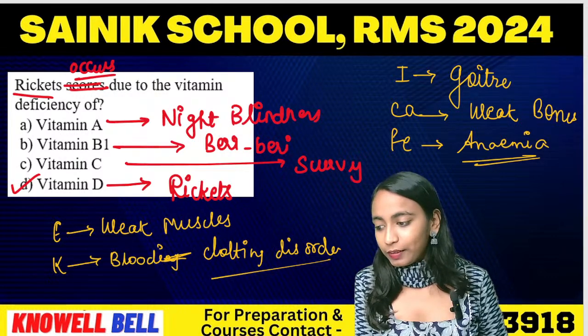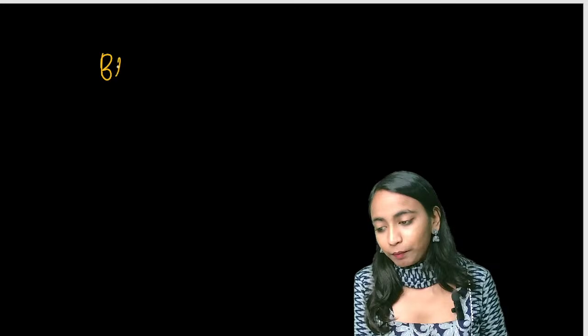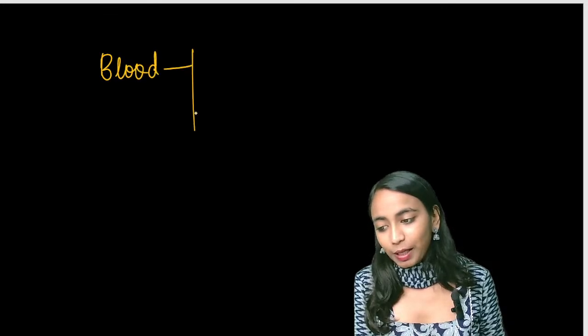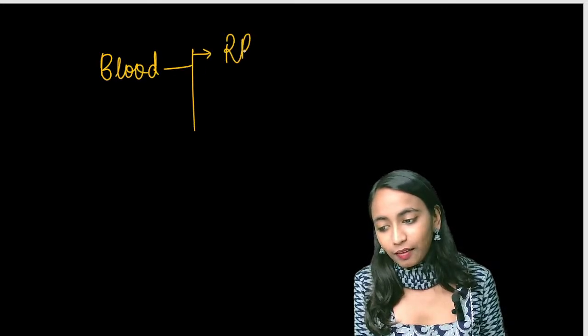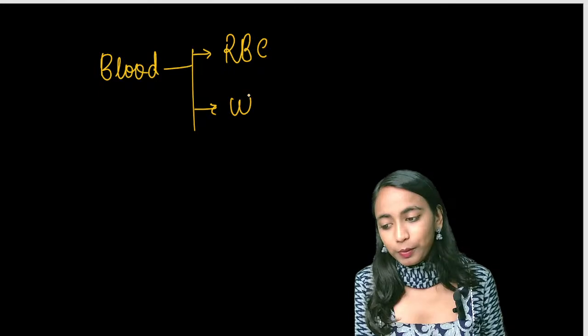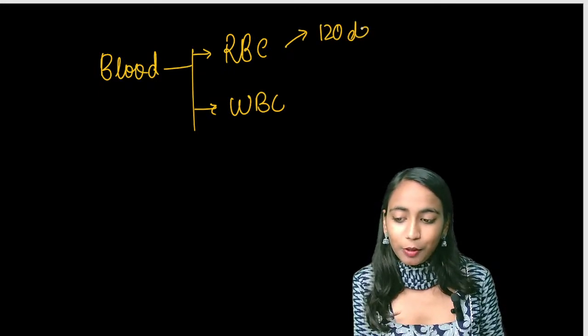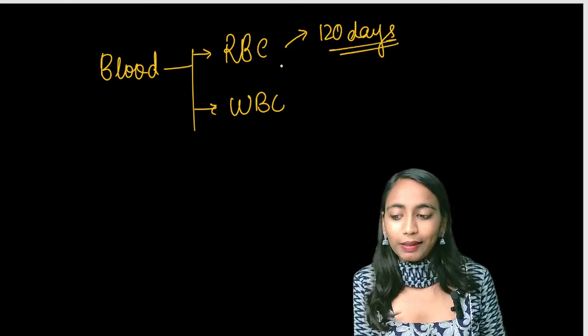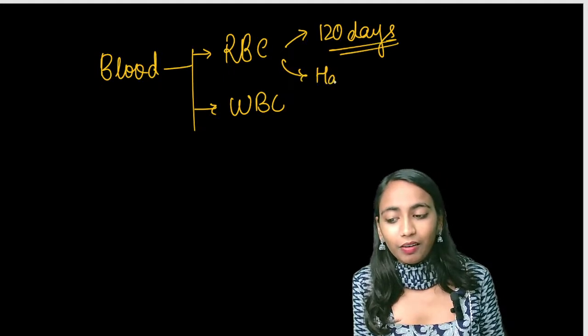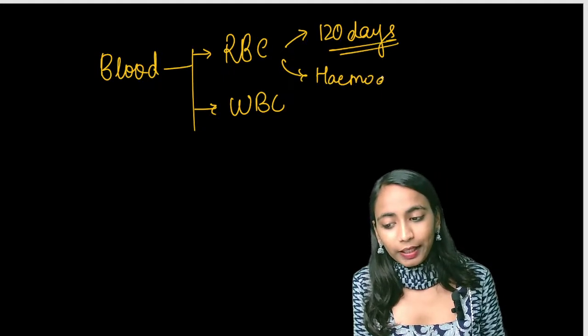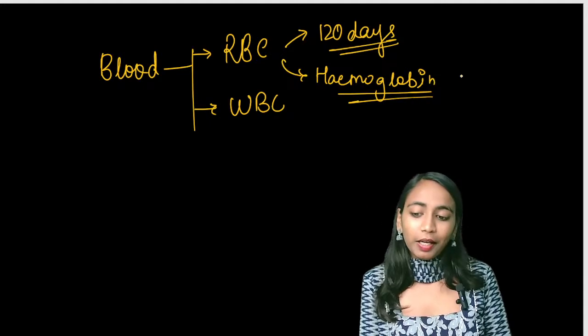So quickly we will take a look. Blood. ओके, ब्लड में आपको सेल्स भी यहाँ पे याद रखने हैं. आरबीसी द रेड ब्लड सेल्स, डब्ल्यूबीसी द वाइट ब्लड सेल्स. आरबीसी का लाइफ स्पेन कितना होता है? द लाइफ स्पेन ऑफ आरबीसी इज 120 days. आरबीसी आर रेड इन कलर ड्यू टू द प्रेजेंस ऑफ हीमोग्लोबिन. किसके प्रेजेंस से आरबीसी रेड होते हैं कलर में? ड्यू टू द प्रेजेंस ऑफ hemoglobin.